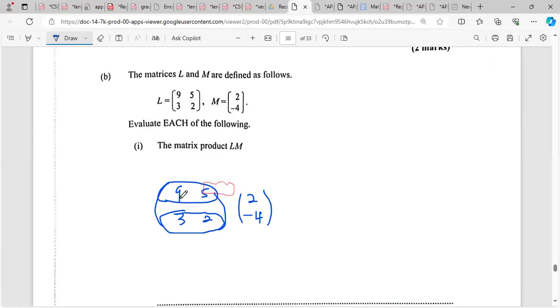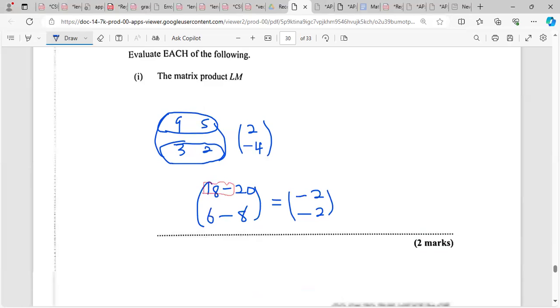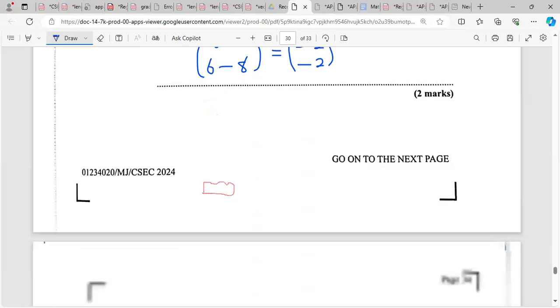Alright, so it's row by column. 9 times 2 is 18. 5 times negative 4, negative 20, right? And then 3 times 2, 6. 2 times negative 4, negative 8. It's only one column, so we have nothing else to worry about, right? So 18 minus 20 is negative 2, and 6 minus 8 is also negative 2. Alright, I think that is it. Let's see if there's any more. That will give you 2 marks, guys. If you had done that, you would have gotten 2 marks.